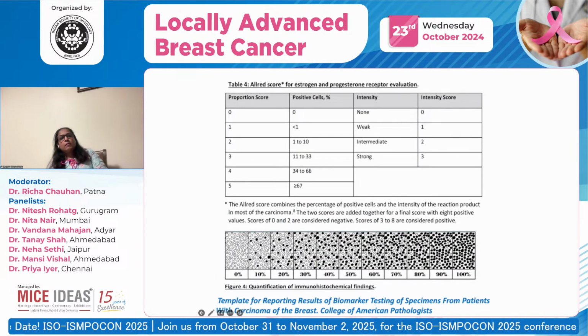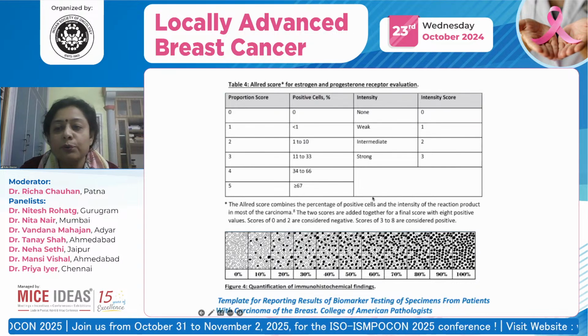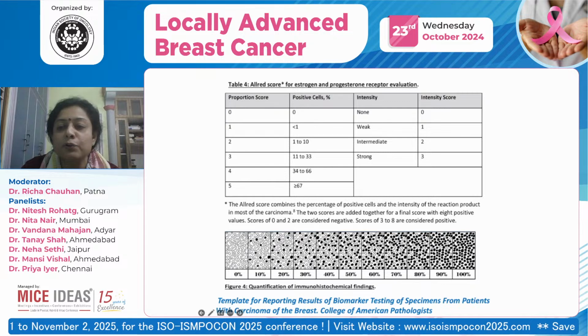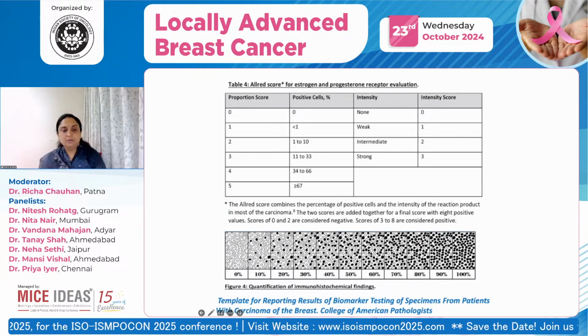Okay, so Neha ma'am, would you like to comment on how you do the Allred scoring for the ER, PR, or low ER, low HER2? Ma'am, actually, we just look at the intensity of the color, dark chromogen, which is visible on the tumor cells, on the invasive tumor cells, and the number of tumor cells. On the basis of these numbers, as well as on the intensity, we calculate the Allred score. It is divided into proportion score in 5 and intensity in 3 parts. And that's how we give the scoring system.